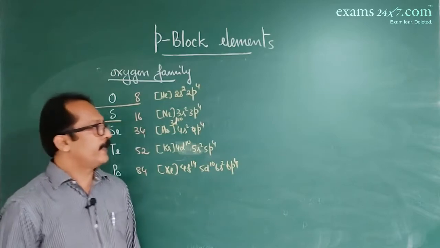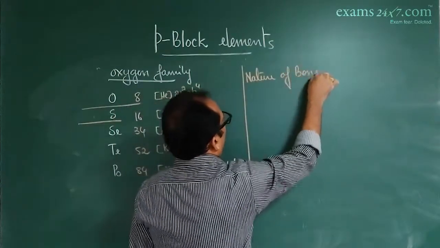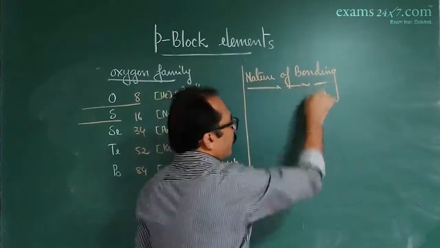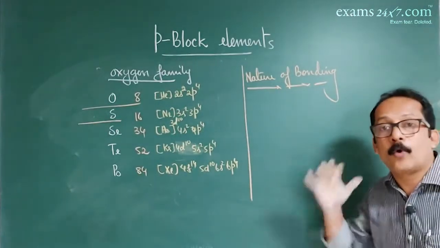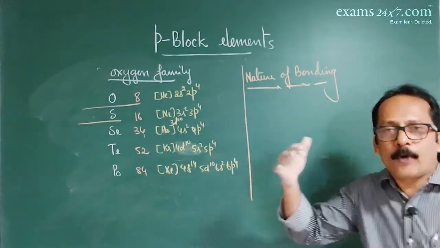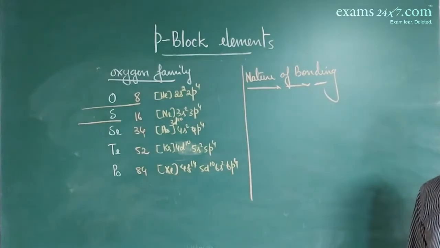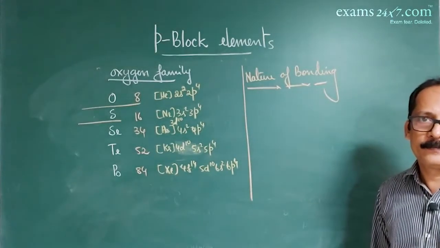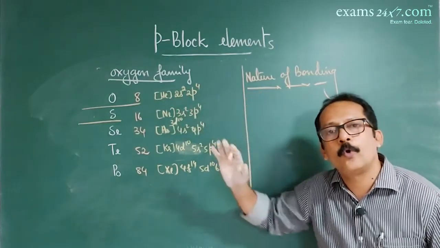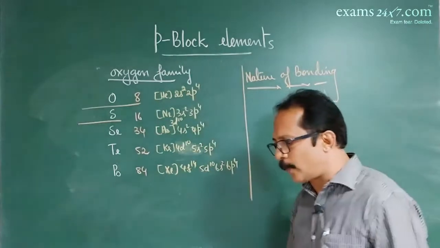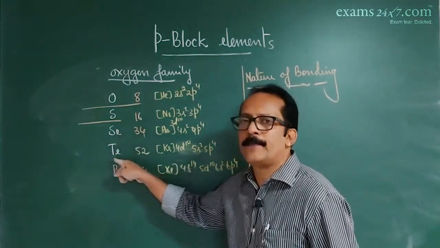Now, about the nature of bonding. First, we will consider the oxygen element. Oxygen forms ionic bonds with more electropositive metals. And it forms covalent bonds with less electropositive metals or non-metals. Other elements like sulfur, selenium, tellurium form covalent bonds. So when oxygen reacts with more electropositive metals, it forms ionic bonds, and with non-metals, it forms covalent bonds. All other elements, sulfur, selenium, tellurium, form covalent bonds.